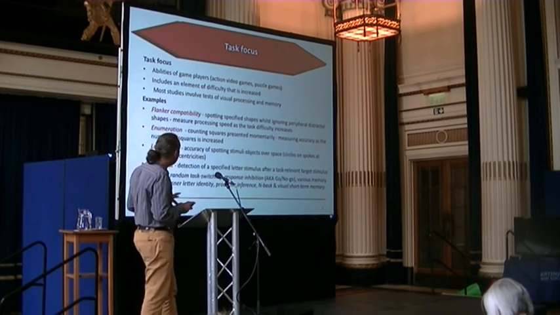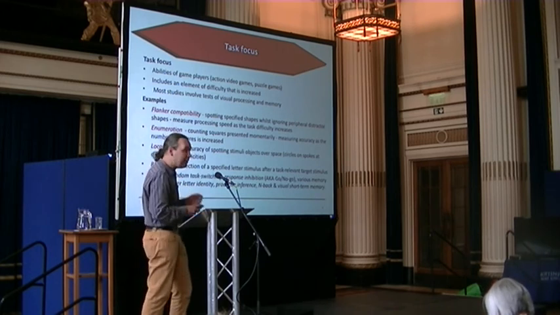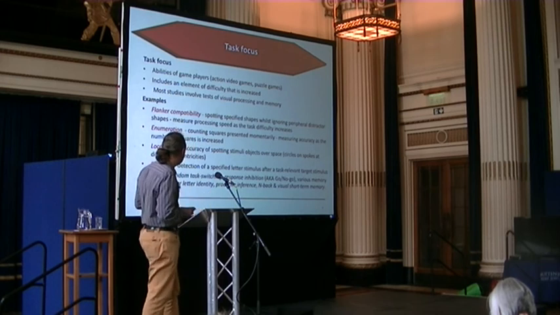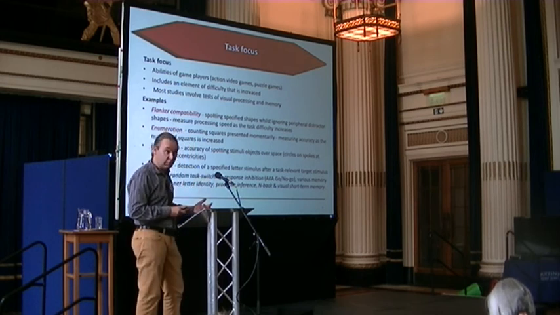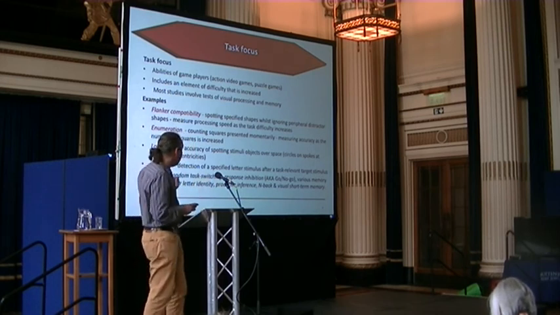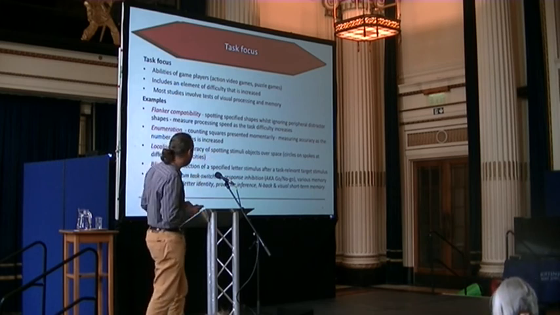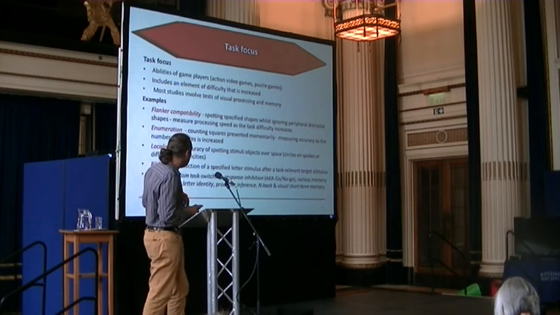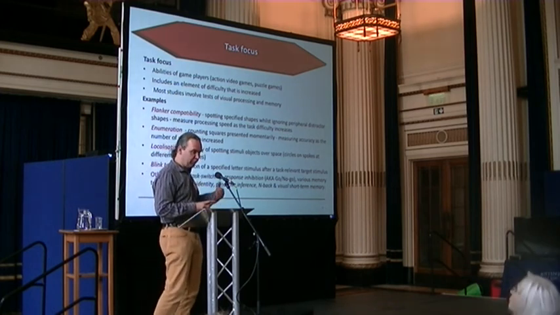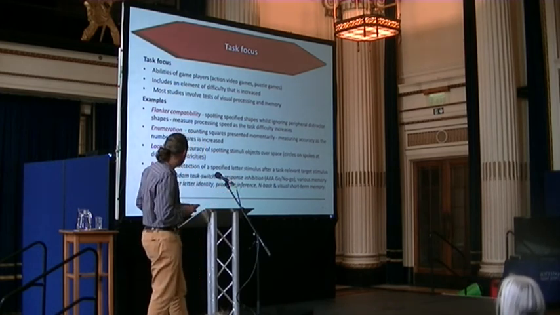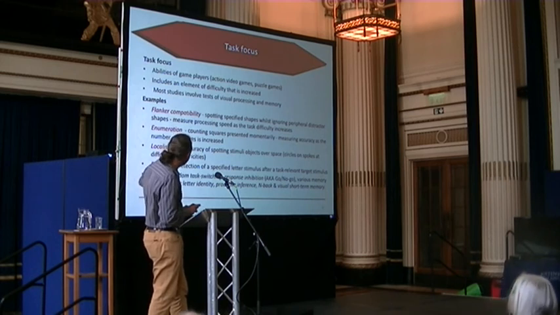Enumeration, you're counting things, for instance counting squares, how accurately you're doing the counting, and as the number of squares is increased. We've got localization, it's just spotting objects in the visual space on the screen, and again looking at how your performance changes as it becomes more difficult. And you've got the blink test.